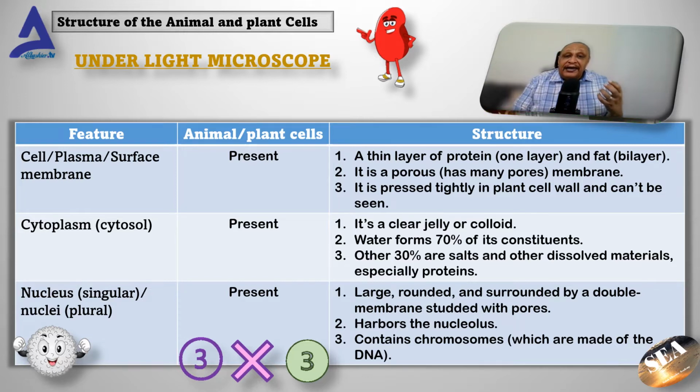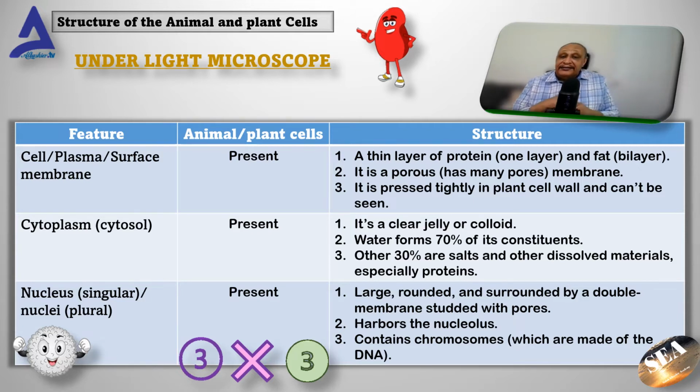The membrane is also pressed tightly to the cell wall in the plant cell, because this is characteristic of the plant cell. The cytoplasm is present in both cells, and it is just a clear jelly or colloid substance. 70% of it is water and 30% is salts and other dissolved material, especially proteins, and this is why it has a colloidal, jelly-like structure.